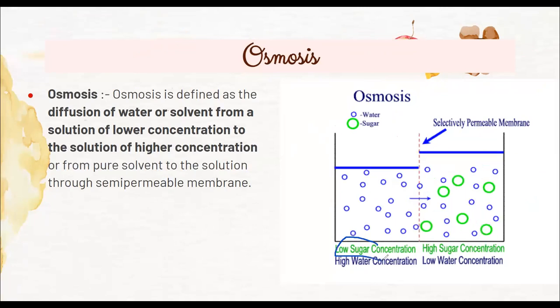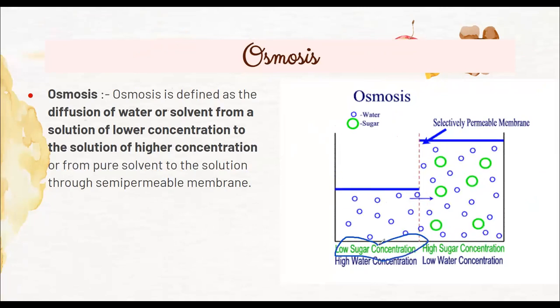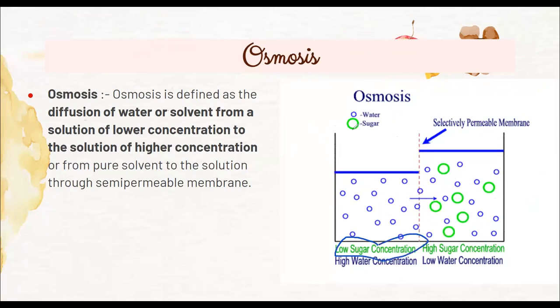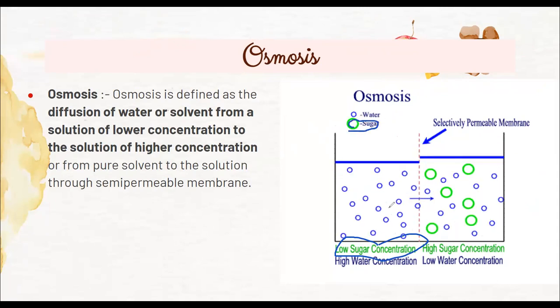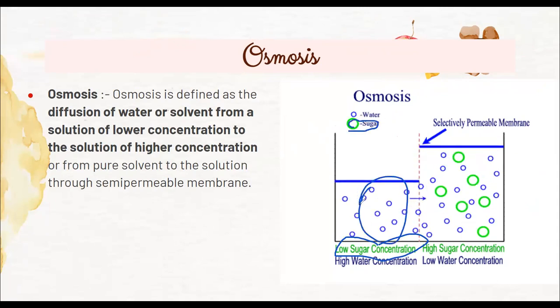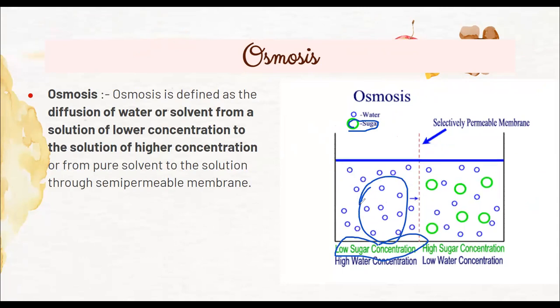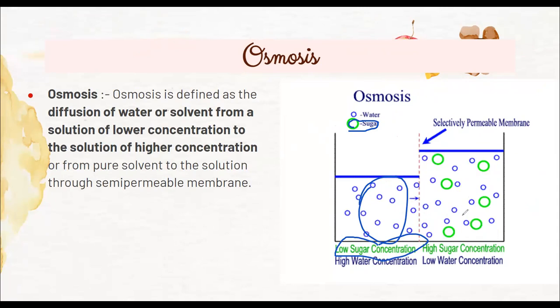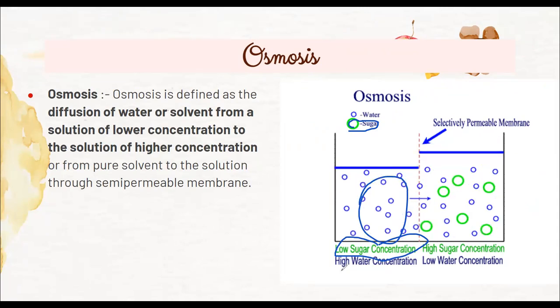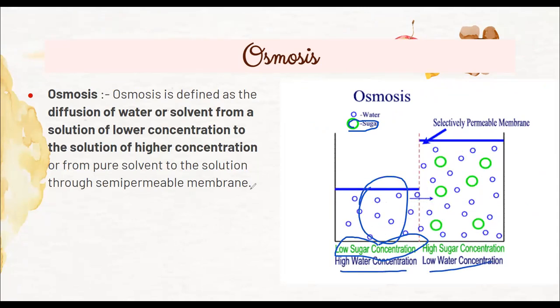Here low sugar concentration is there. Okay, sugar is what? Green. Green circles are sugar. Here there is no sugar. Okay, and here there are sugars, high sugar concentration, then high water concentration and low water concentration.